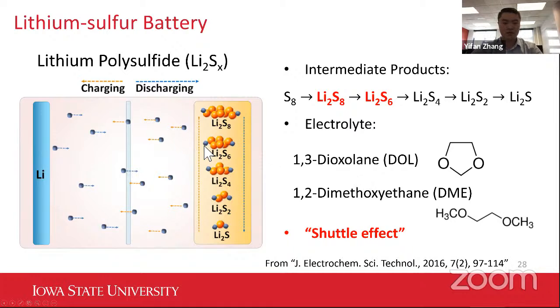Sometimes these 2 kinds of species go back and forth between the electrodes, and that causes loss of the active material, which is sulfur in this battery system. And more seriously, this effect, which we call the shuttle effect, will sometimes cause failure of the battery because of short circuit from this notorious shuttle effect.